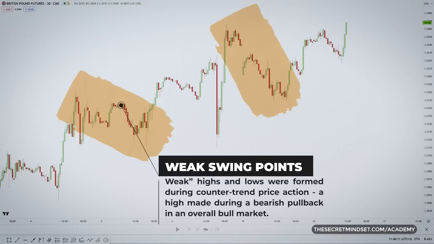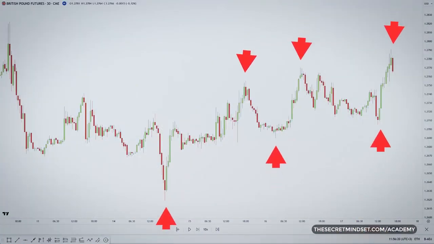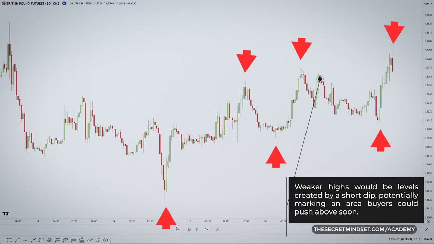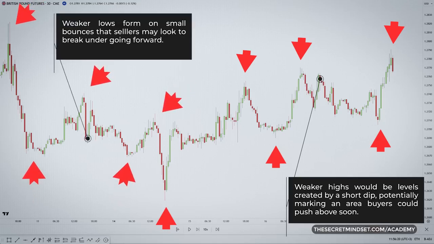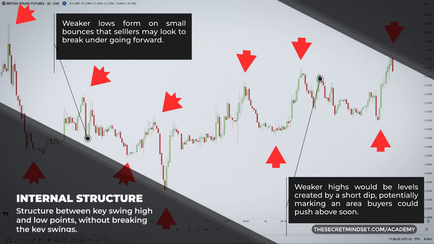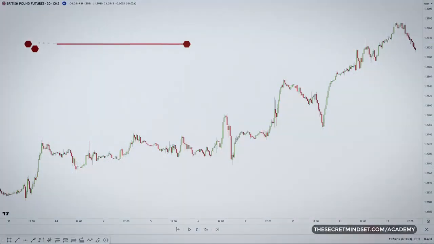When you analyze structure, certain swing points appear weaker than others. These weak highs and lows were formed during counter-trend price action, like a high made during a bearish pullback in an overall bullish market. In an uptrend, weaker highs would be levels created by a short dip, potentially marking an area buyers could push above soon. And in a downtrend, weaker lows form on small bounces that sellers may look to break under going forward. This is known as internal structure, all structure between key swing high and low points without breaking the key swings.